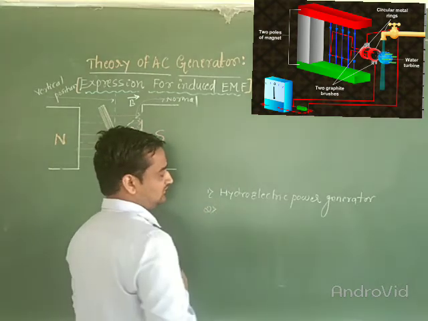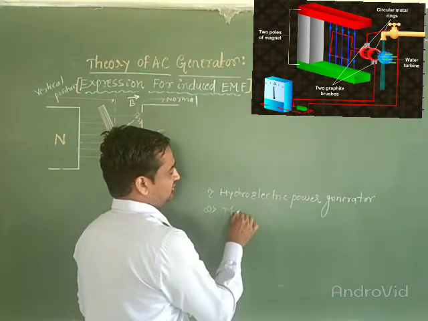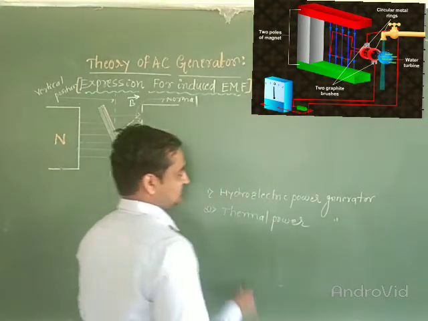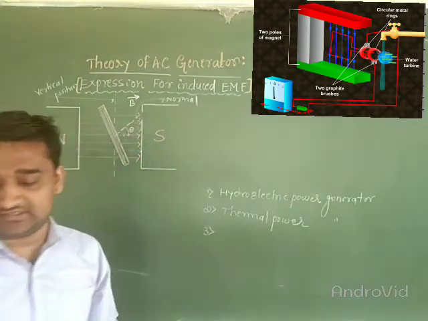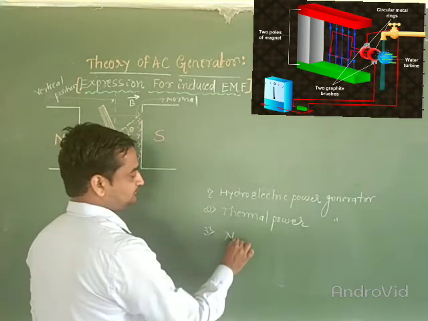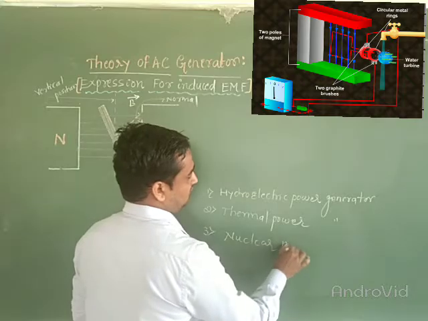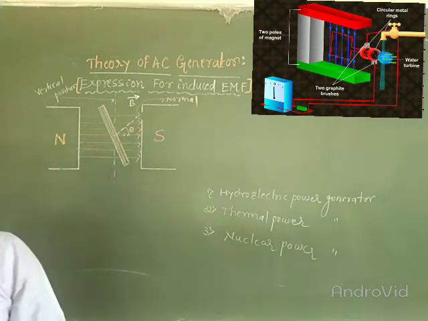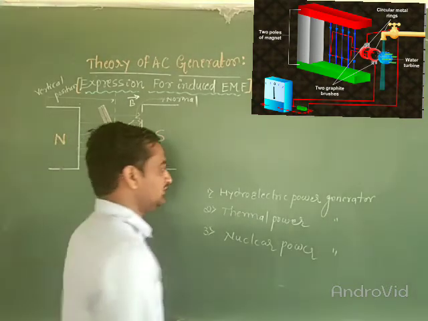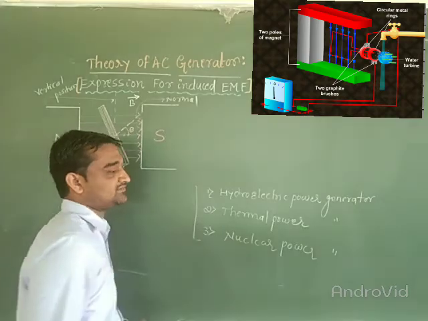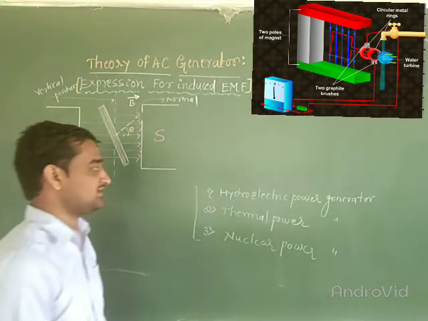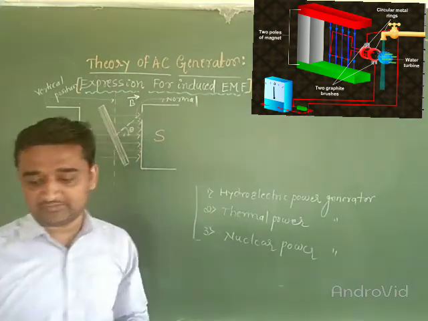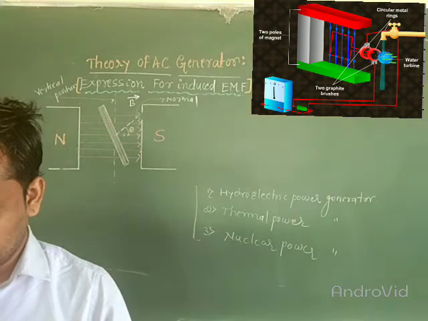One more is the thermal power generator, and another is the nuclear power generator. So depending upon the type of mechanical energy used to rotate the armature, we classify the power generators as hydroelectric power generator, thermal power generator, and nuclear power generator. This is a very important point.